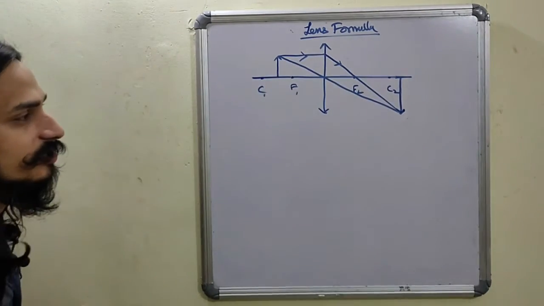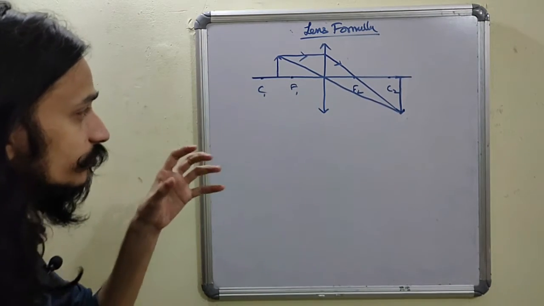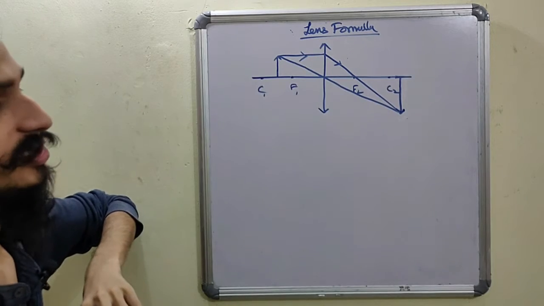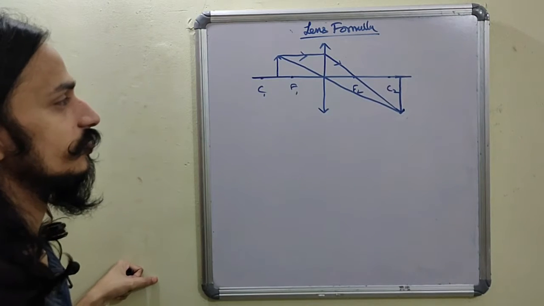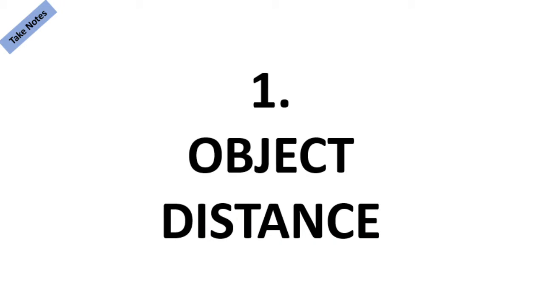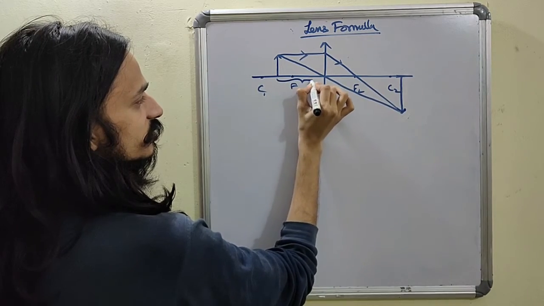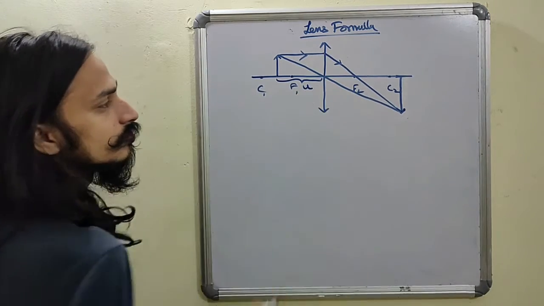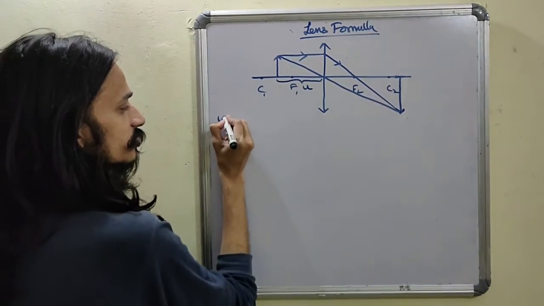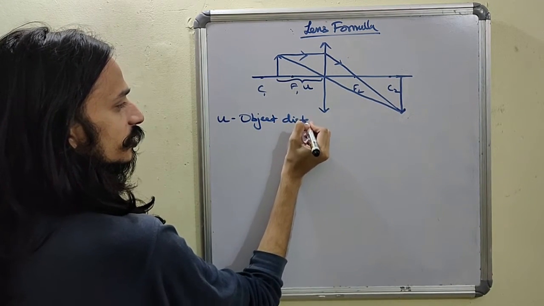Now, this is a complete diagram. Now what we need to do is add numbers to it. As you know, these are all distances and sizes, right? So we'll look at the different distances that you can find over here. Firstly, this is the object. If you notice, the object has a certain distance from the lens, right? We call that u. u is nothing but object distance.